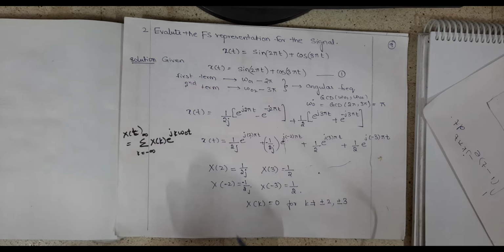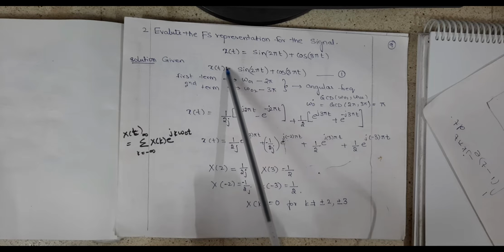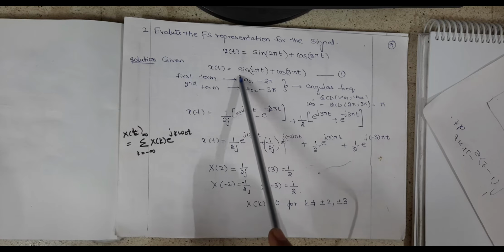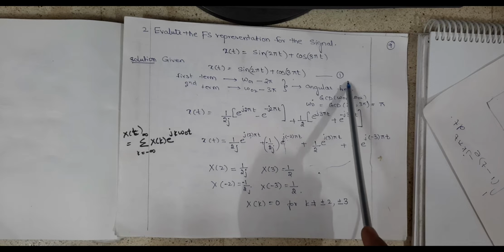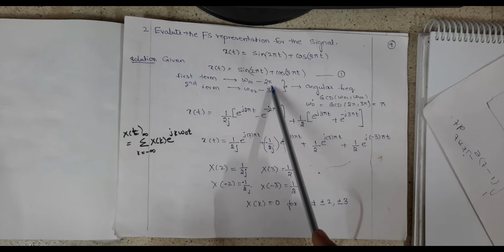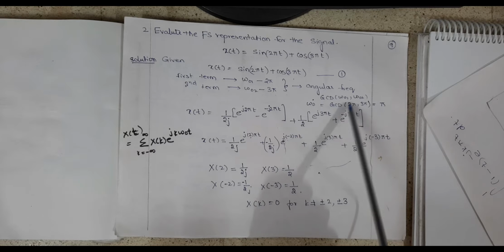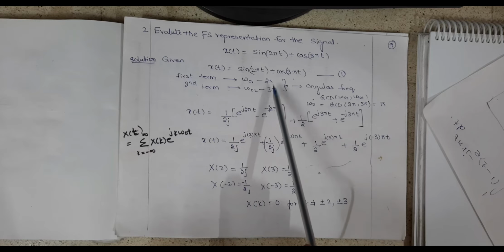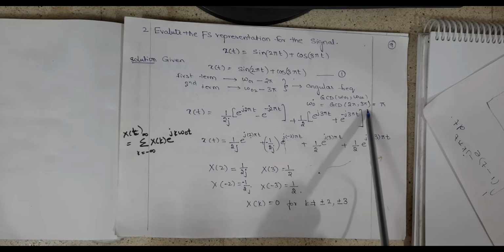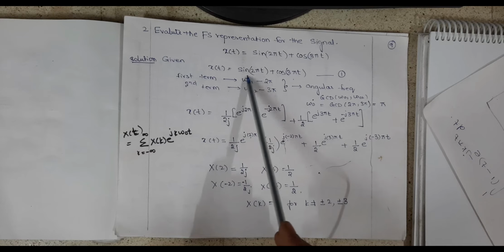Now let us do another problem. Evaluate the Fourier series representation for the signal x of t is equal to sine 2 pi t plus cos 3 pi t. We'll write the given equation as 1. If you see, for the first signal the frequency is omega naught 1, which is 2 pi, and the second signal is 3 pi. To find the common angular frequency we take the GCD of omega 01 and omega 02, 2 pi and 3 pi, which is pi.